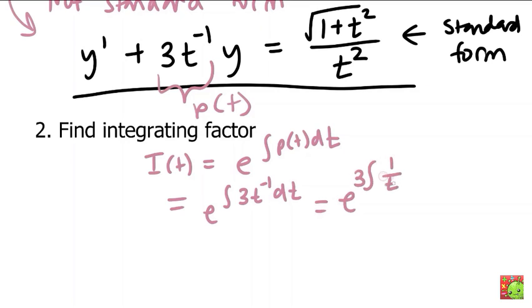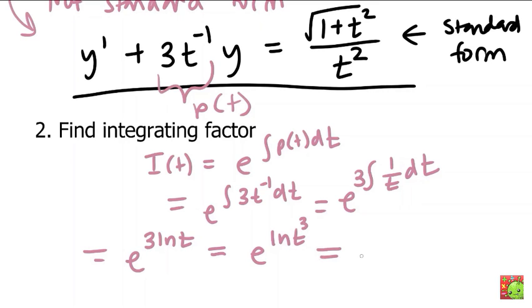That equals e to the 3 times the integral of 1 over t dt, and we know the integral of 1 over t is ln t, so we can write 3 ln t. This equals e to the ln t cubed, because according to log rules, the 3 becomes an exponent of the whole thing. Then this simplifies to t cubed, because e to the ln t turns into t and the 3 stays up there. So this is our integrating factor.